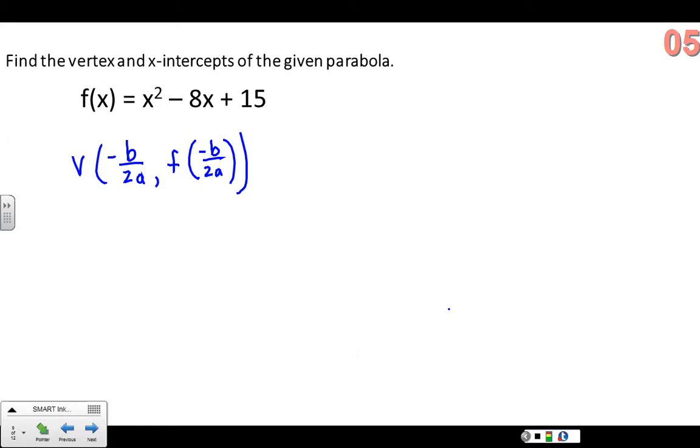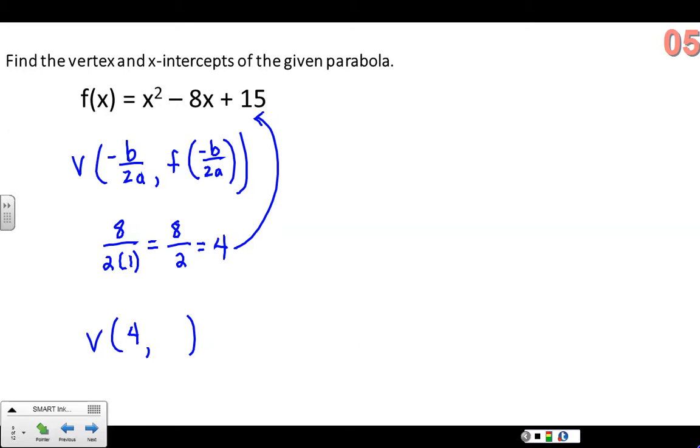So in this problem, a is 1, b is negative 8, c is 15. So the opposite of b would give me positive 8 over 2 times 1. That's 8 over 2, which we know is 4. So the vertex is the point 4 comma something. How do I find the y coordinate for the vertex? We plug 4 back into the original equation.